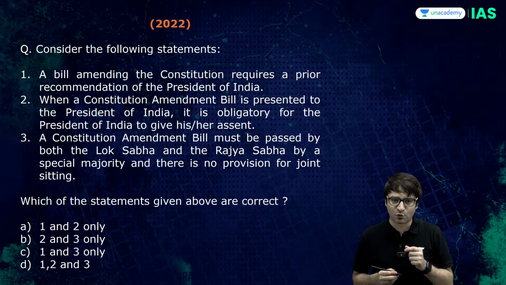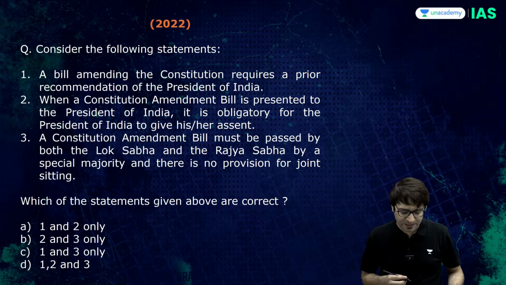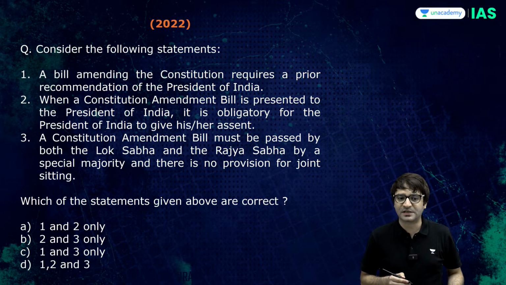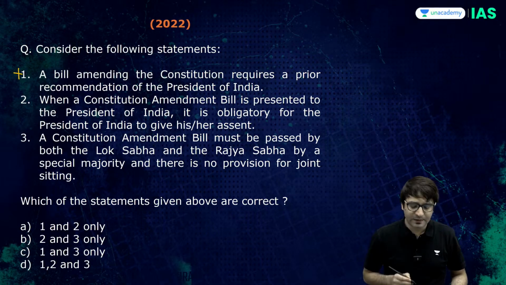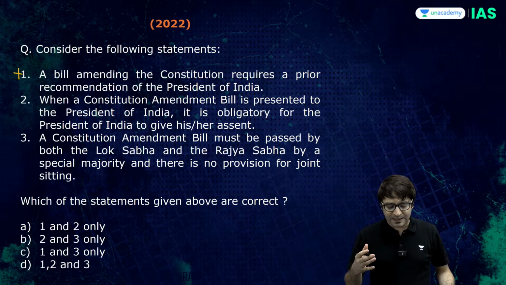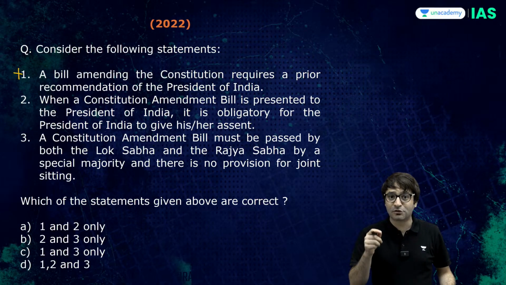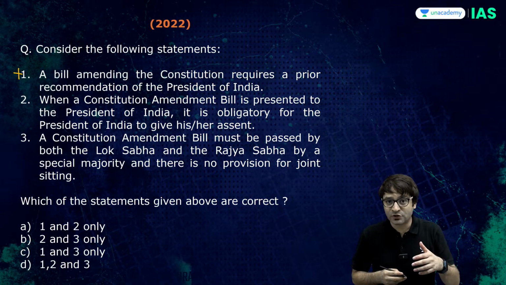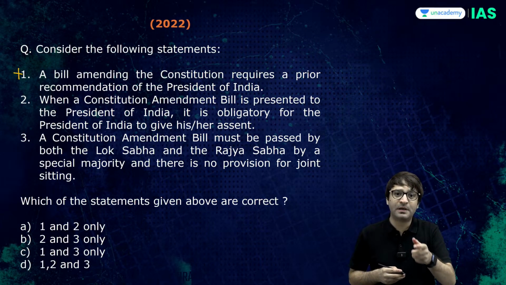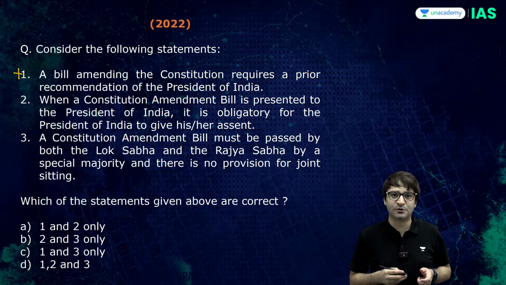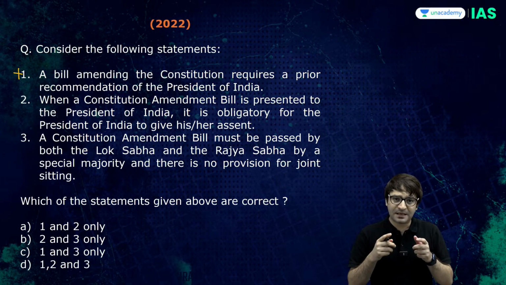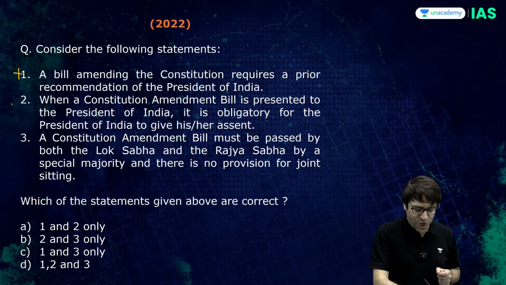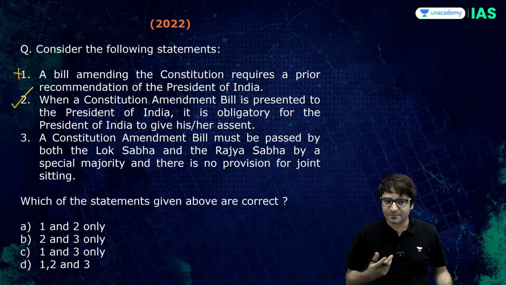Consider the following statements. This question was asked in 2022. A bill amending the Constitution requires prior recommendation of the President of India. Incorrect. When a constitution amendment bill is presented to the President of India, it is obligatory for the President to give his or her assent, which originally was not there, but the amendment which we will discuss today, the 24th Constitutional Amendment Act 1971, makes it obligatory, mandatory on the President to give assent to a constitutional amendment bill. The statement is correct.